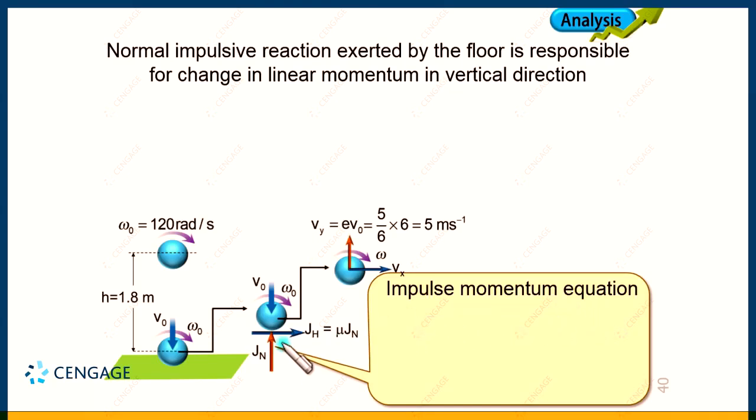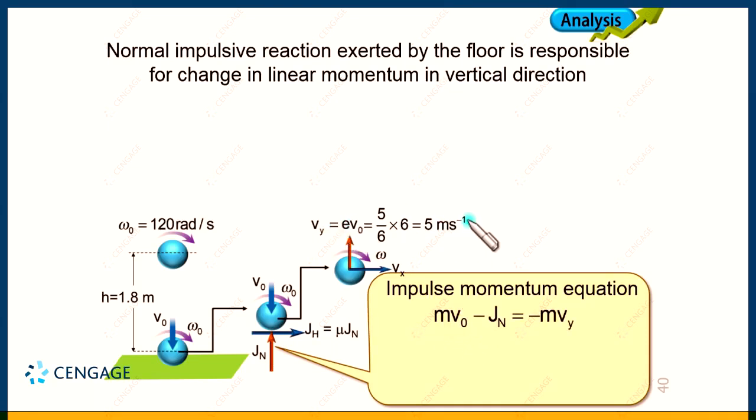For application of this equation, we need to specify our positive direction. The ball is moving just before collision in the vertical downward direction. Let us take the vertical downward direction as positive. So the linear momentum of the ball just before collision is mv naught. This will be positive. The impulse is acting in the upward direction, and we have assumed the vertical downward direction is positive. That means the Jn direction should be negative. So the linear momentum of the ball at the time of collision becomes mv naught minus Jn, and the ball will rebound in the upward direction, and upward is negative. That means we can write this equation: mv naught minus Jn equal to minus mVy.